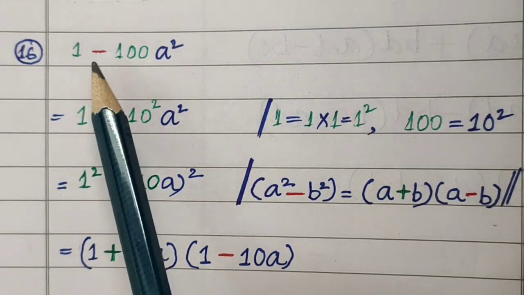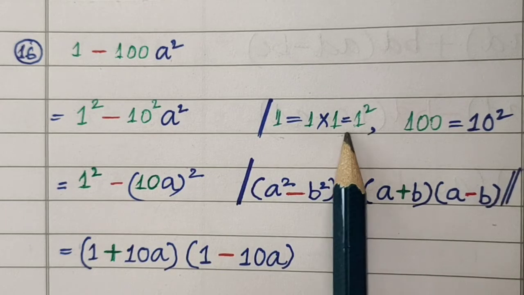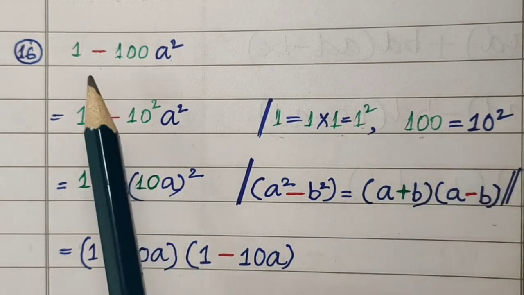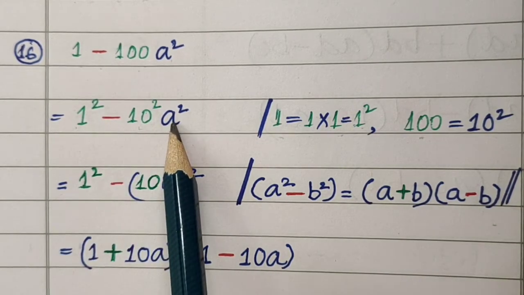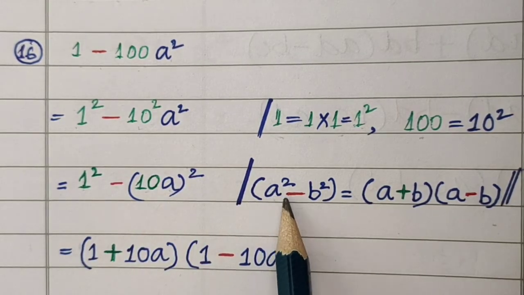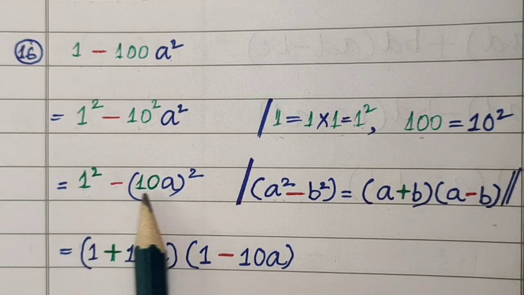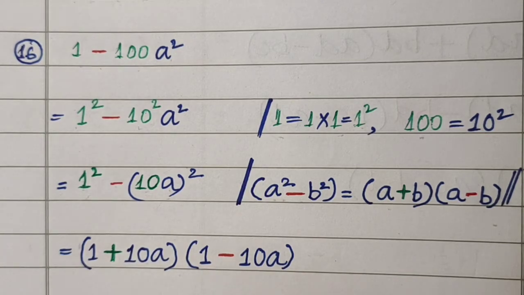Factorize 1 minus 100a square. 1 can be written as 1 into 1, that is 1 square. 100 can be written as 10 into 10, that is 10 square. So we write 1 as 1 square minus 10a whole square. We know that a square minus b square is equal to a plus b into a minus b. This is in the form of a square minus b square, where in place of b we have 10a. So it is 1 plus 10a into 1 minus 10a.